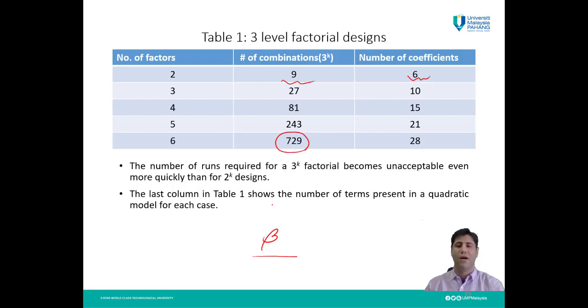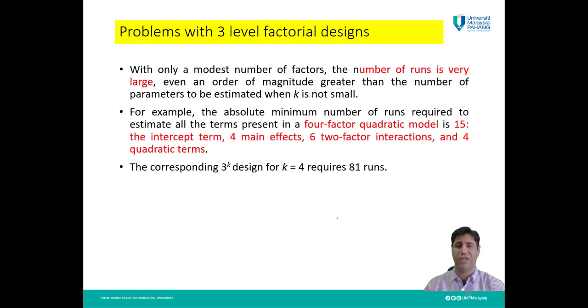And for six factors we will have 729 possible combinations, and we will have 28 coefficients in that equation. You can see here the number of lines required for a 3^k factorial becomes unacceptable, even more quickly than for the 2^k design. The last column in this table shows the number of terms present in the quadratic model for each case, which I already told you.